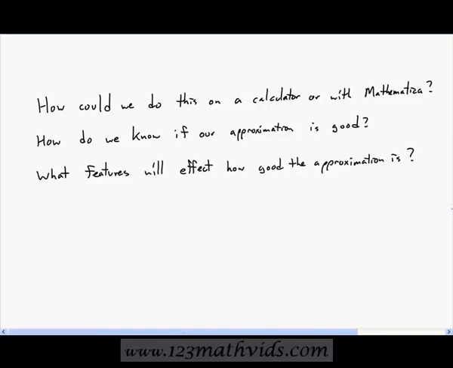The second question is, how do we know if our approximation is good? How do we decide whether our approximation is good and find out how good we need to make it, or how many intervals we need to use to make it good? And also, what features about the function will affect how good that approximation is? So those are 3 questions that we'll leave you with, and that will conclude this video.